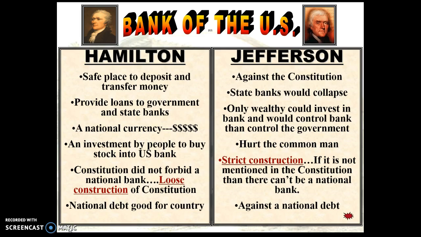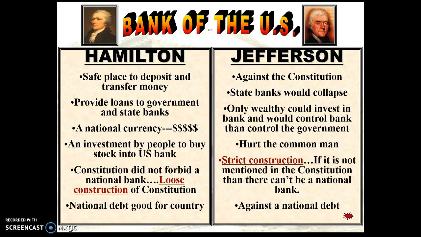So Hamilton and Jefferson disagree strongly on his plan, especially with the Bank of the United States. Hamilton thinks that it is a safe place to deposit and transfer money that the federal government collects. It's going to be a strong bank as opposed to these smaller banks that are in individual states. The government could loan money to state banks and therefore keep them going. It would create a national currency. The people would have an investment to buy stocks and buy bonds in the bank, so people would feel invested in their own economy. The Constitution did not forbid the national bank, so Hamilton is that loose constructionist. He says that if the Constitution doesn't forbid it, we can do it. And the national debt is good for the country because it kind of brings us together.